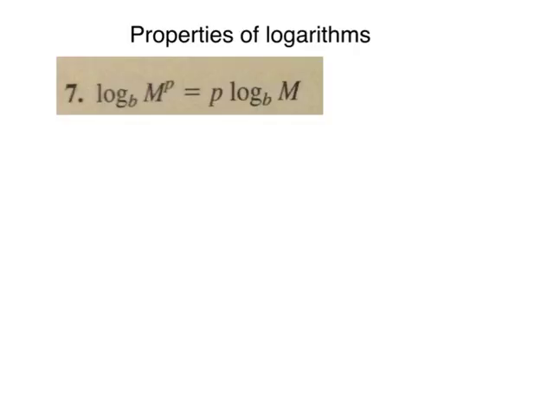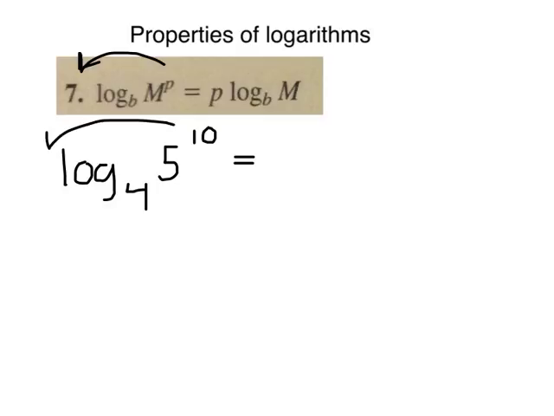The last property of logarithms that we're going to look at is the power rule. If I have log base b of m to the p power, we can bring the p out in front. So if I had log base 4 of 5 to the 10 power, and we want to figure out what that is, you just bring the power out in front, and it would be 10 log base 4 of 5. It simplifies to that. Also, you can go the other way.